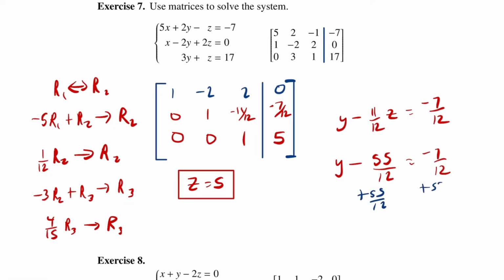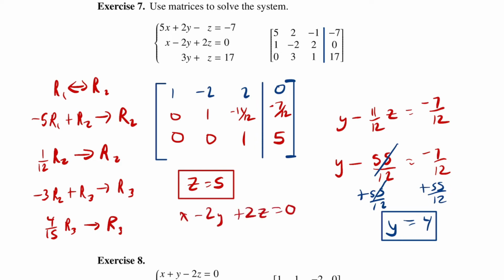You should get 48/12, which is 4. So you get a nice looking integer there. And then the last equation will be x minus 2y plus 2z equals 0. I wrote out this equation. And let's plug in the variables that we know.